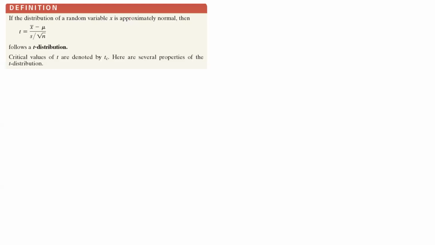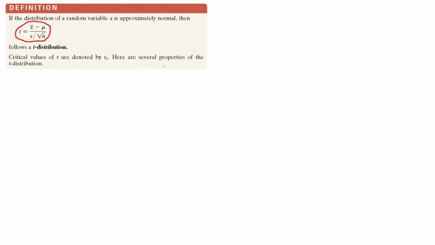What we learned so far, we learned that if the distribution of a random variable like x is approximately normal, then this variable t, which is x bar minus mu, divided by s over square root of n, follows a t distribution or a student t distribution. What is s? S is the sample standard deviation. So when standard deviation for population is missing, you're going to follow a t distribution. Critical values of t are denoted by t sub c.